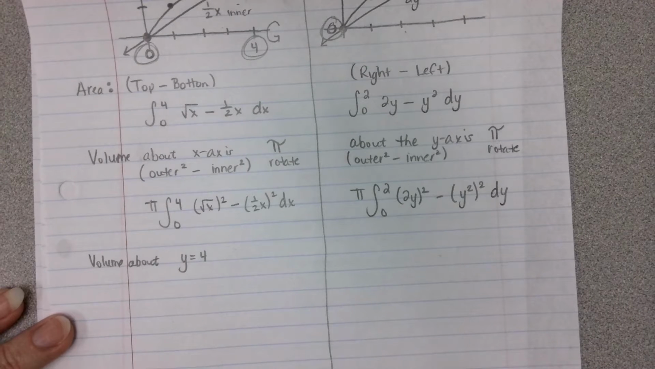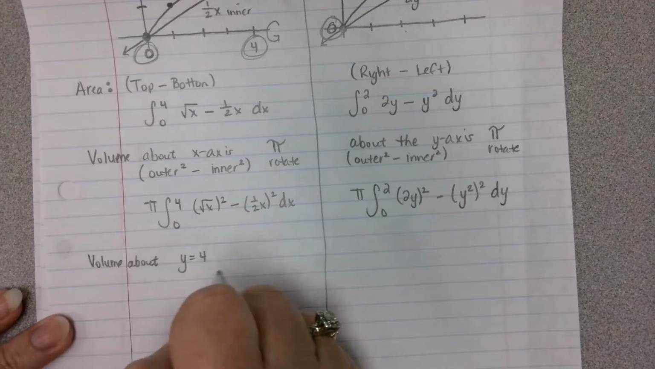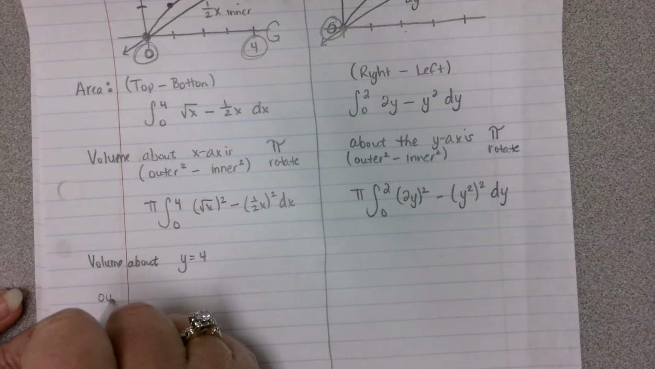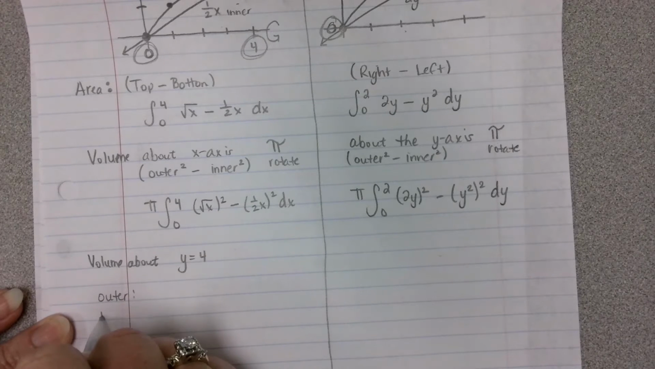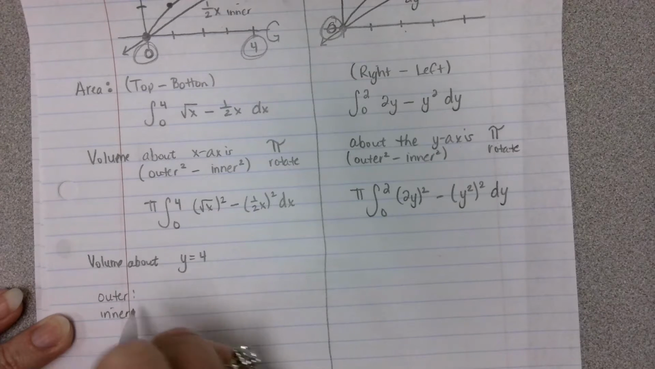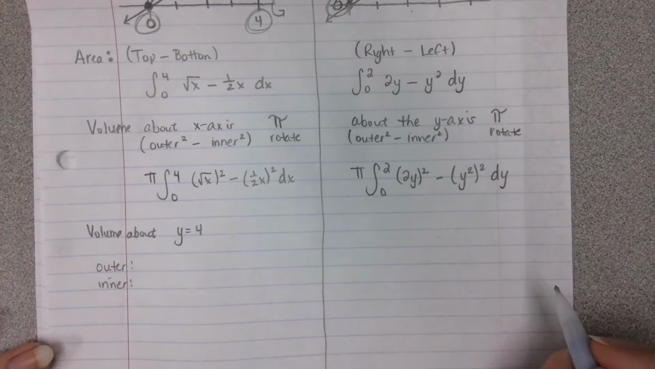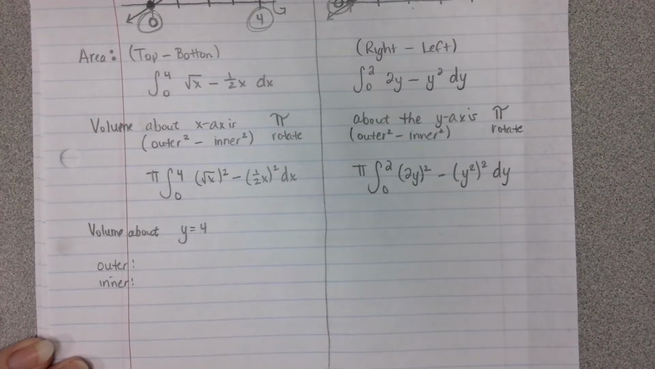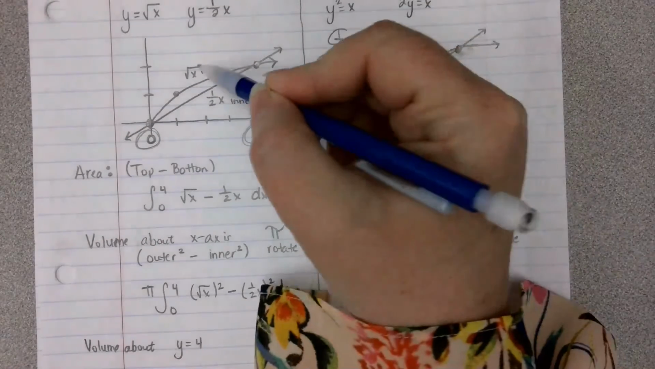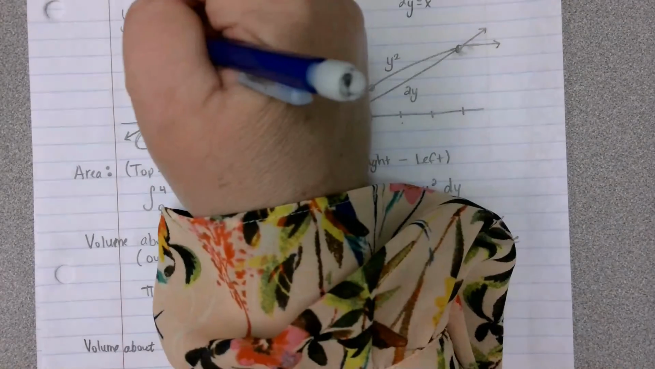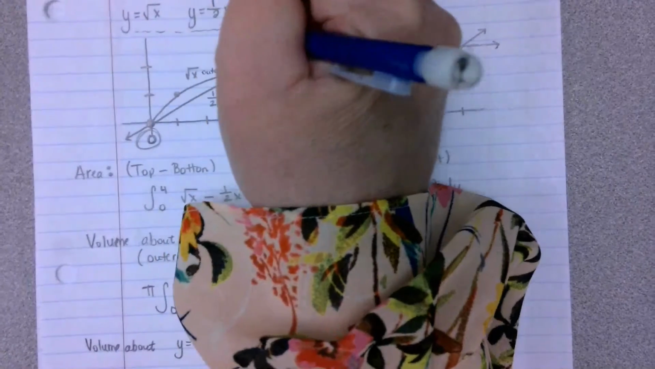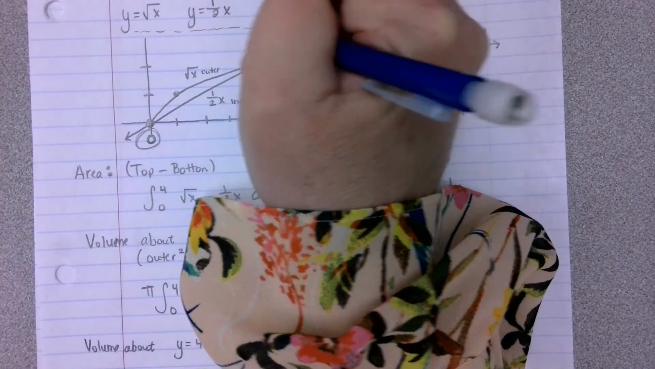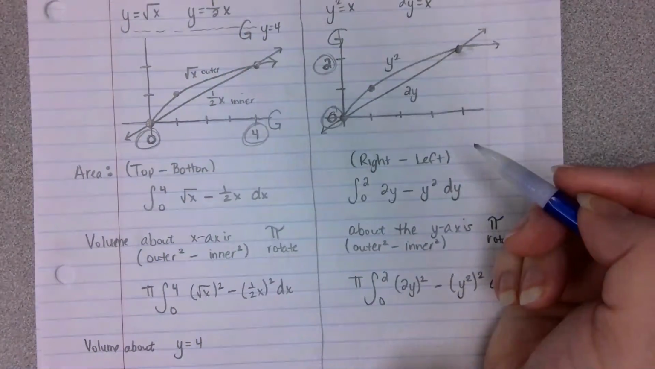Okay? About the line y equals 4. Well, because we're going about a line, we have to have that outer distance and that inner distance before we can go ahead and do our equations. So what we have to do is, outer, we're looking up here at outer, that's the square root of x, and we're rotating somewhere way up here at y equals 4. That's where we're going to do our rotation.